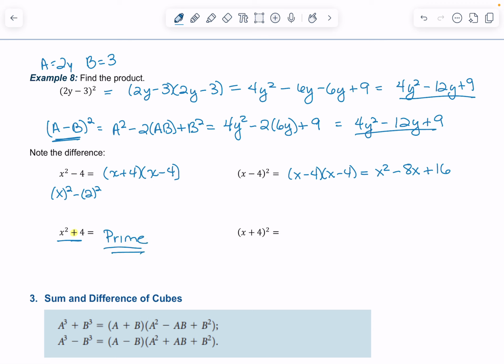All right. And meanwhile, right next to it, I have an x plus a 4 times an x plus a 4, which is what x plus 4 squared is. That gives me an x squared plus an 8x plus a 16. So you can see a nice relationship between these two. Really, the only difference caused by these plus and minus signs is the plus or minus sign inside there next to that 8x term. All right.